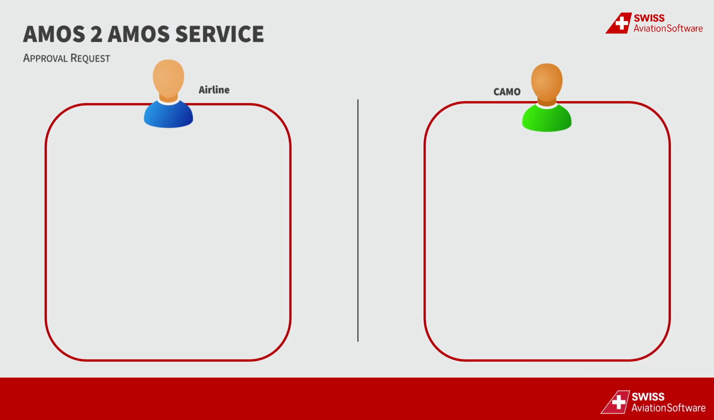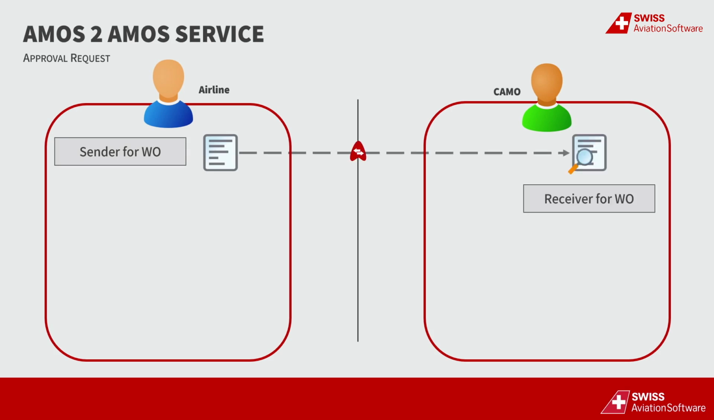Here you can see I have on one side an airline and on the other side a camel. The airline needs to create a work order and needs the approval of the camel to work on it. So they send it via the AMOS to AMOS service approval request, via AMOS Central. Once the camel receives it, they analyze it, they approve it, and then the approval comes back to the airline.